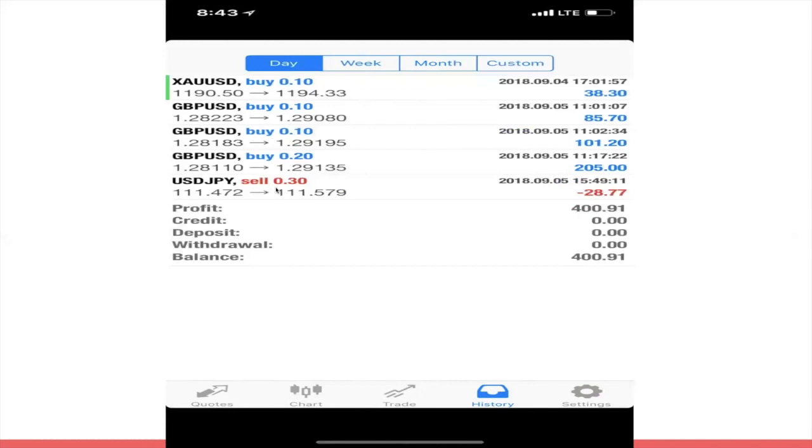Now on this last example with the USD JPY, I was in a sell, and this is what happens when you're wrong trading. I took a trade, right? It was negative $28. So what that means is with the 0.3 lot size, I more or less was negative 10 pips. So with that right there, guys, this is how trading Forex works.